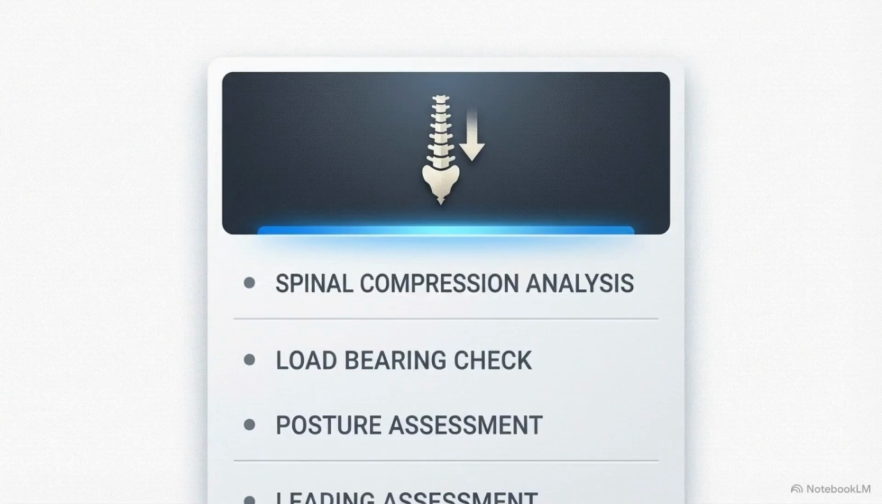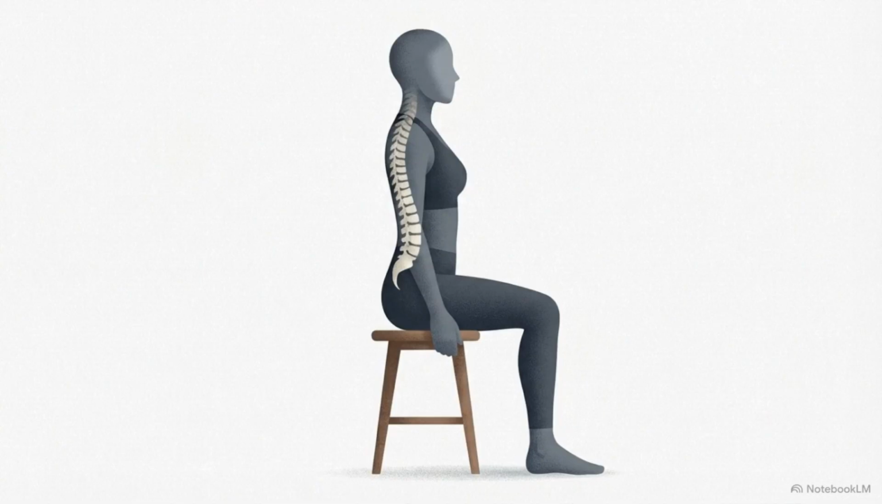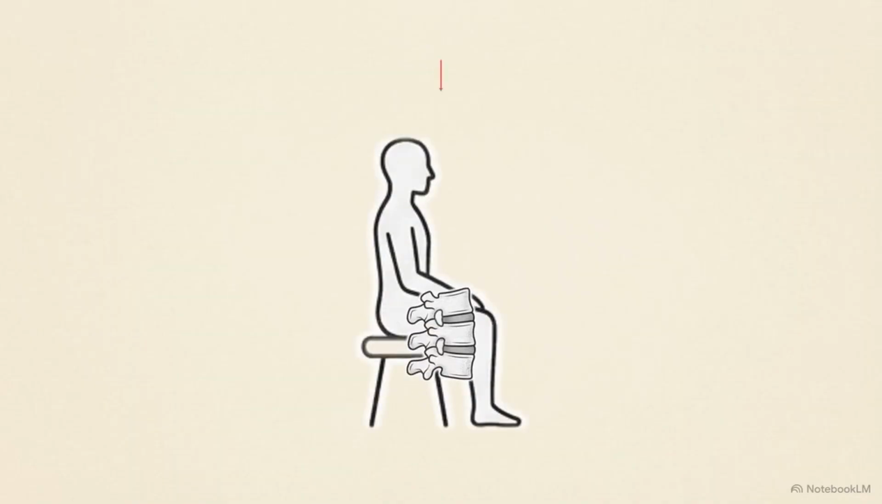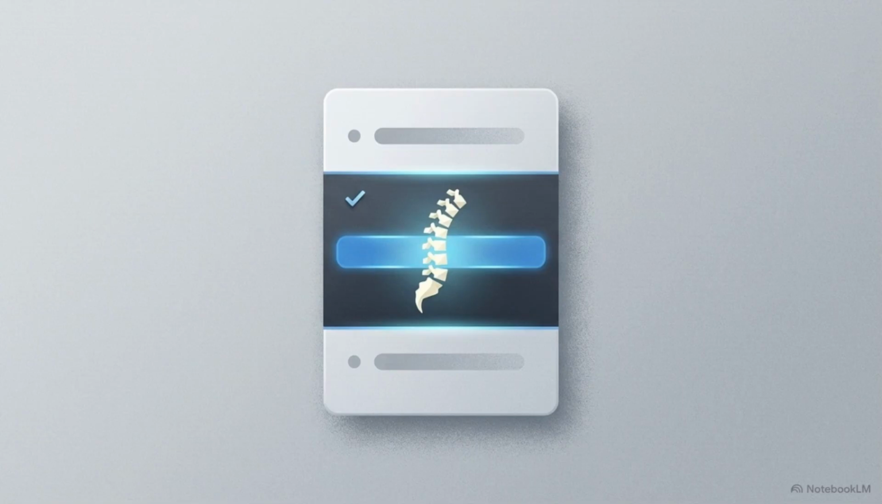Let's start with Test A, the compression test. Sit on your stool with a neutral, upright spine. Grip the underside of the seat with both hands and pull up. This simulates a vertical load on your spine. Does this specific action hurt? Log your answer. Now we move on to Test B.